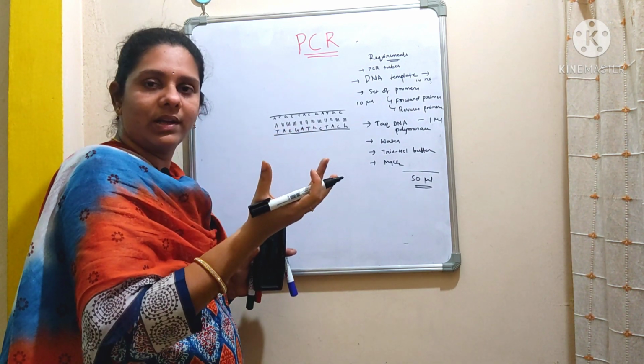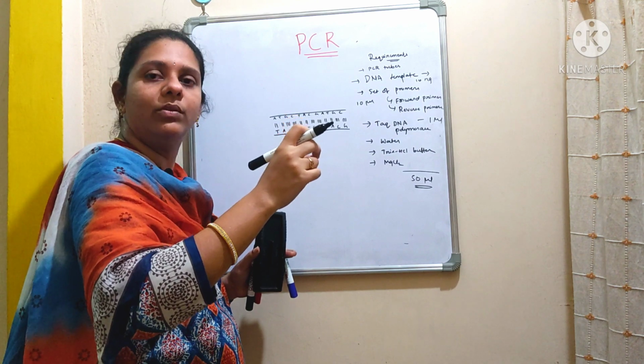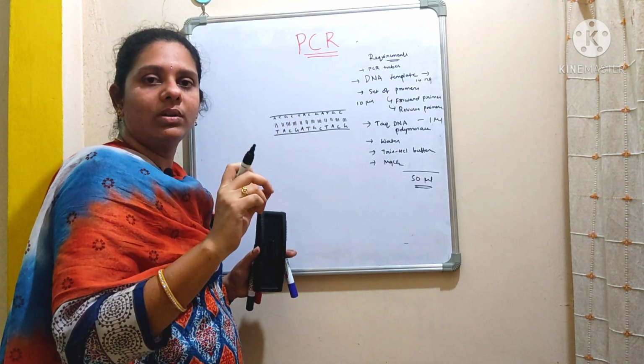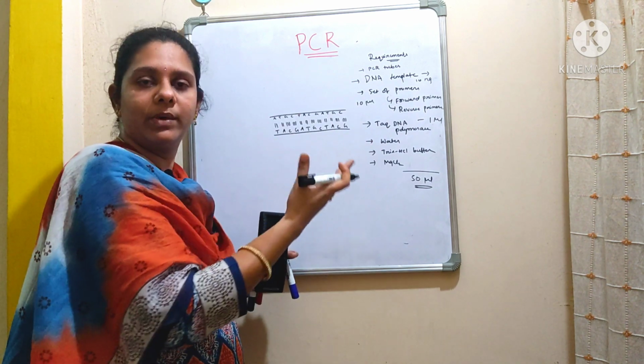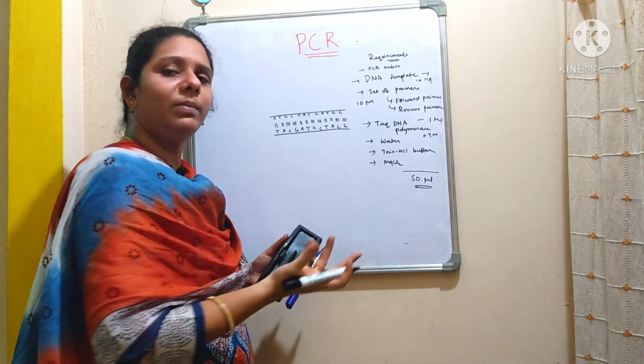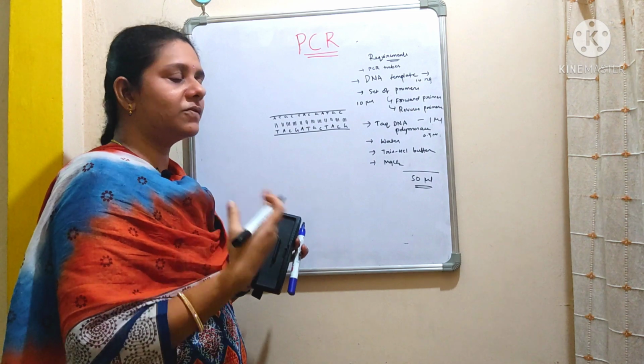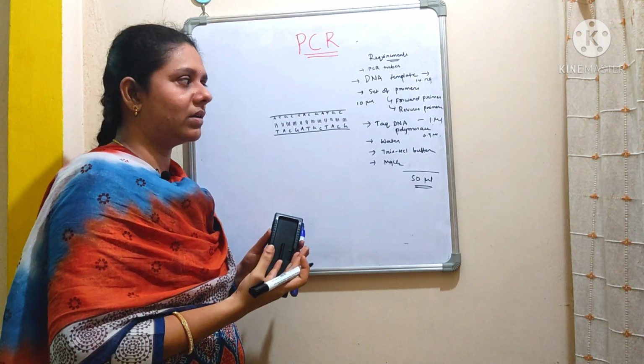You will have a small vortex machine where you can keep the tube, and when you switch on the instrument, that will rotate those tubes. So just to have a uniform mixture of the reagents. Just 0.2 microliters is sufficient, but for the safe side we are going to use 1 microliter in excess.